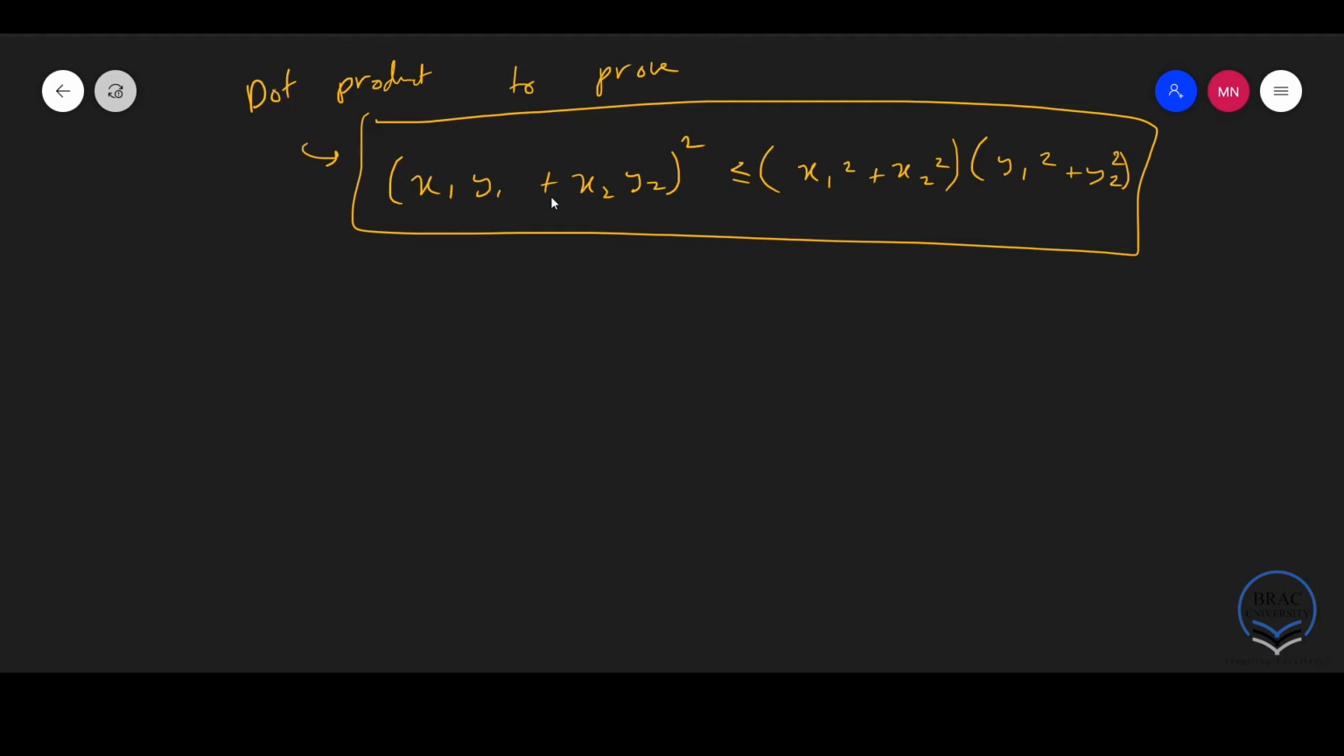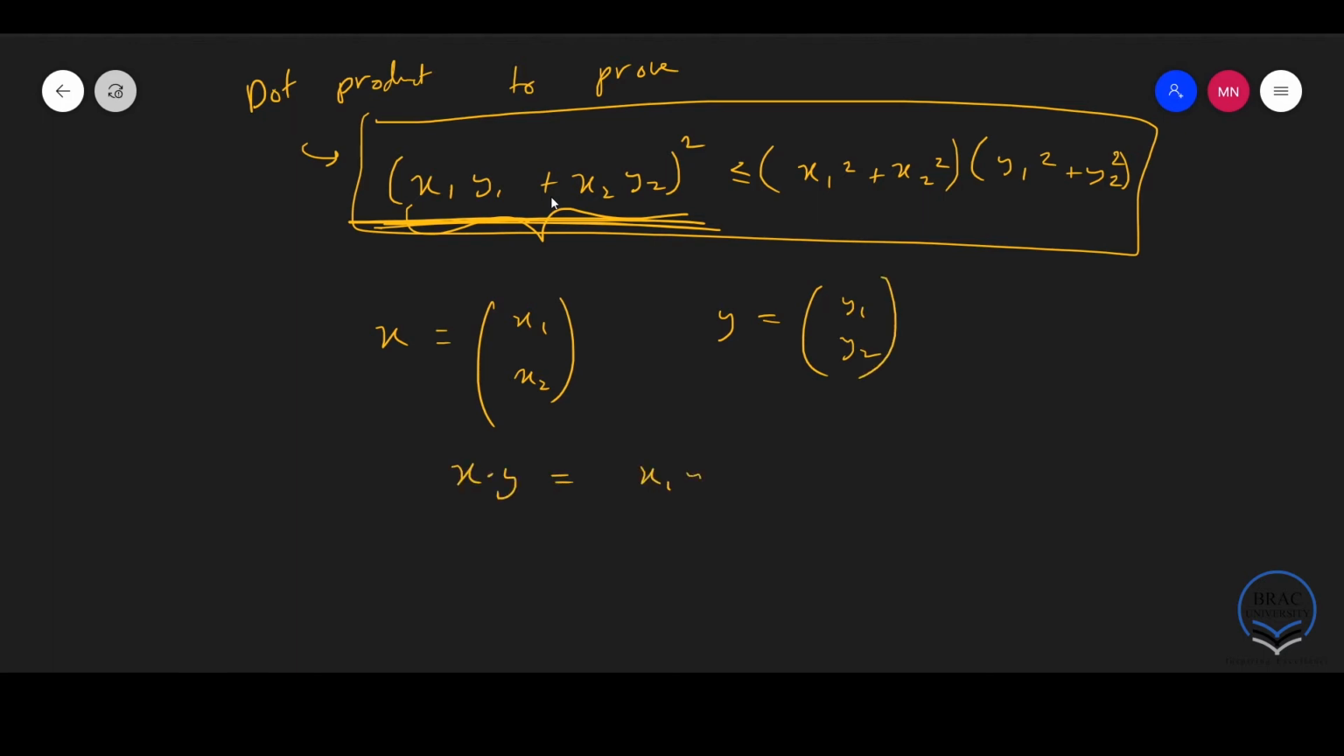So how can we do this? If I take a look at the left-hand side, if I ignore the square, what does this look like? This just looks like the dot product of two vectors, right? So for my left-hand side, let's say I have a vector x, and this has the components x1 and x2, and I have another vector y with the components y1 and y2, right? So if I take the dot product of these two vectors, I will get x1 y1 plus x2 y2, right? As you can see, this is the same as what we have here, right?